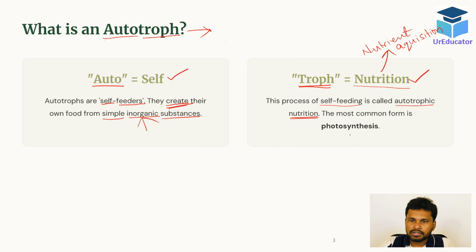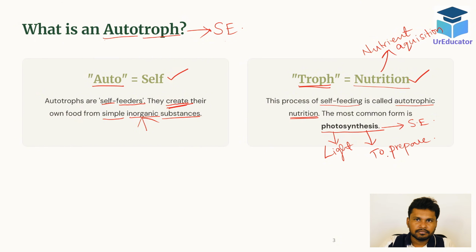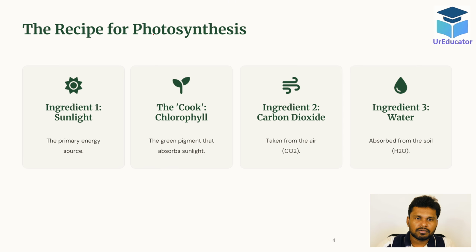Next, the most common form is photosynthesis. Again, this is also a self-explanatory word. Photo means light. Synthesis means to prepare. Let us discuss this in the upcoming slides. The recipe for photosynthesis. It needs some ingredients to prepare. You know the word recipe, right? The process of making is nothing but a recipe.